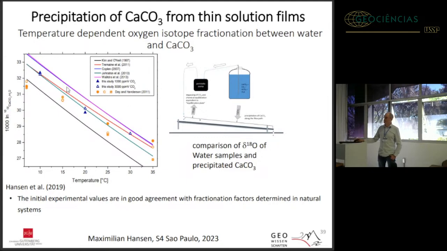For two different pCO2s, the field triangles are the surrounding atmosphere in the artificial cave system of 1000 ppm, and the other triangles are the 3000 ppm. And what you see here is again that our values, the fractionation between the water and the calcium carbonate, independent of the temperature, are in agreement with the fractionation factors determined in cave systems, like these ones of Tremaine and Johnson et al. 2013.